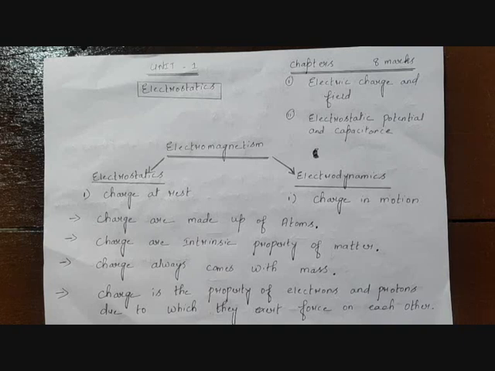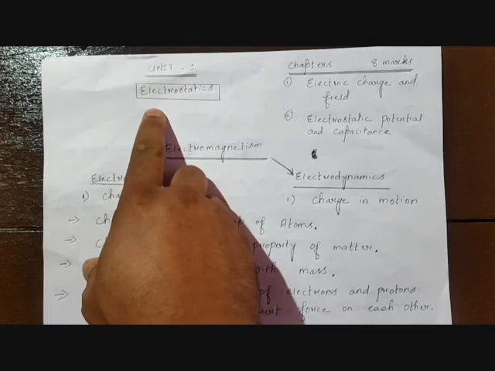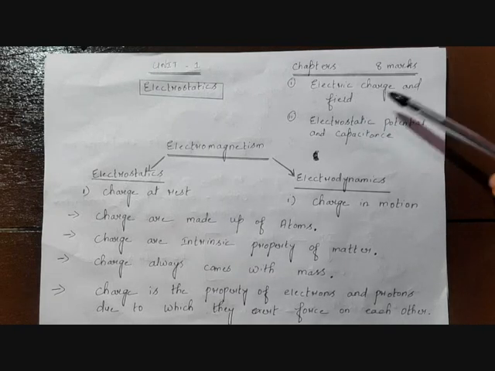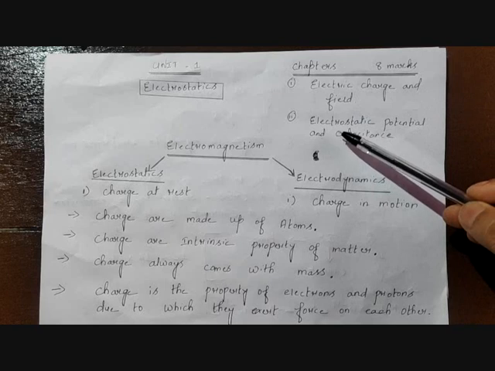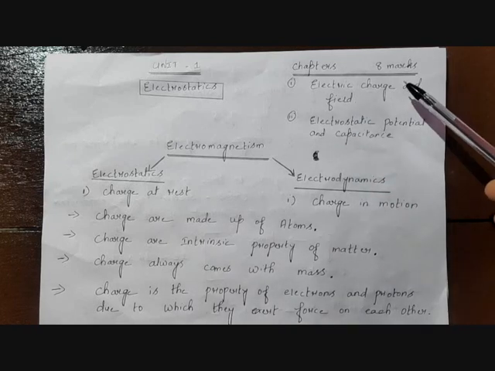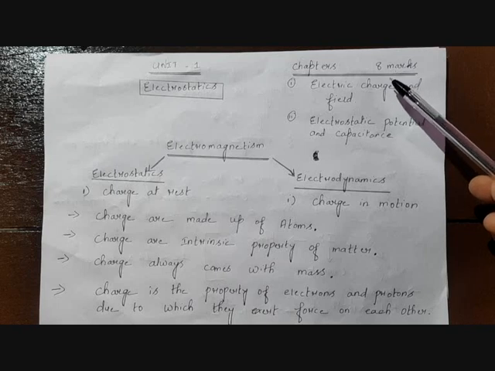Now, as you know, in physics we count the unit, not the chapter, because under a unit there are many chapters. Okay? So, as you can see, unit 1 is electrostatics. Remember one thing, in electrostatics there are two chapters. First is electric charge and field, and second is electrostatic potential and capacitance. These two chapters together consist of 8 marks in the NBSE syllabus.